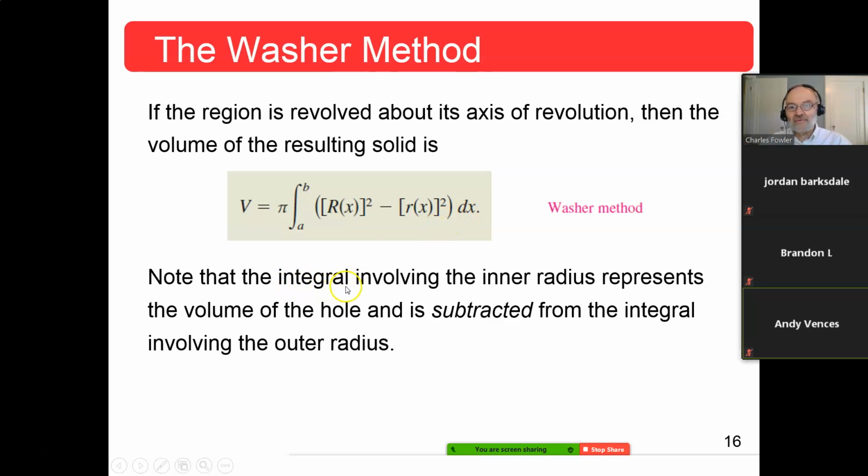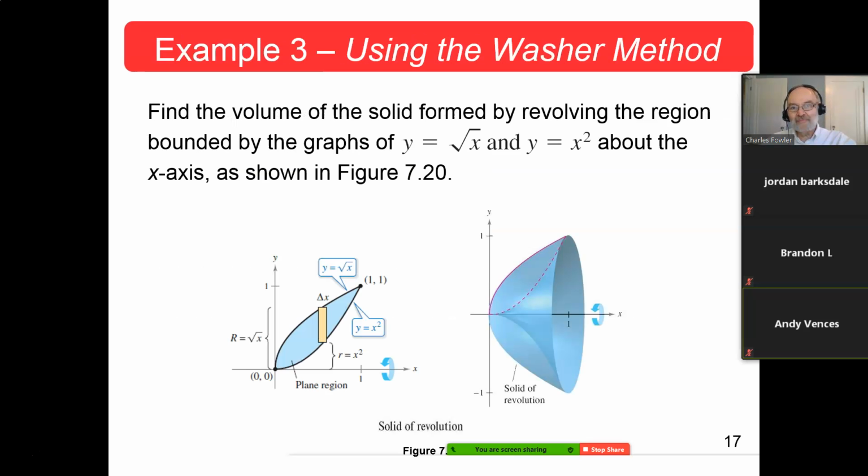Note that the integral involving the inner radius represents the volume of the hole, and that's subtracted from the integral of the outer radius, which would have been the volume of the bigger disk if the hole hadn't been there. Okay, so you do the volume of the outer disk minus the volume of the inner disk, which makes the hole. Okay, so here's example 3, bottom of page 457.